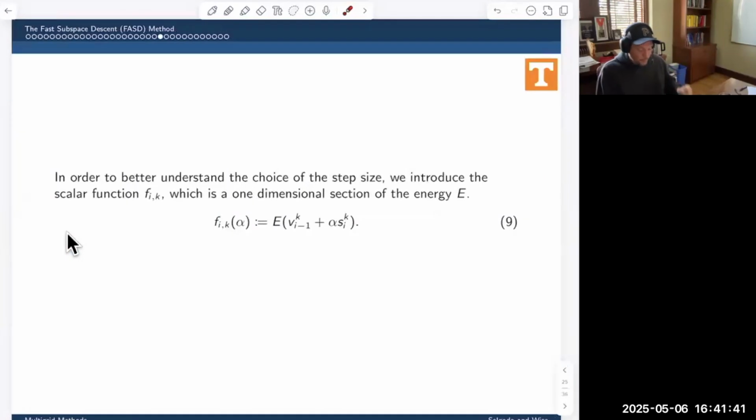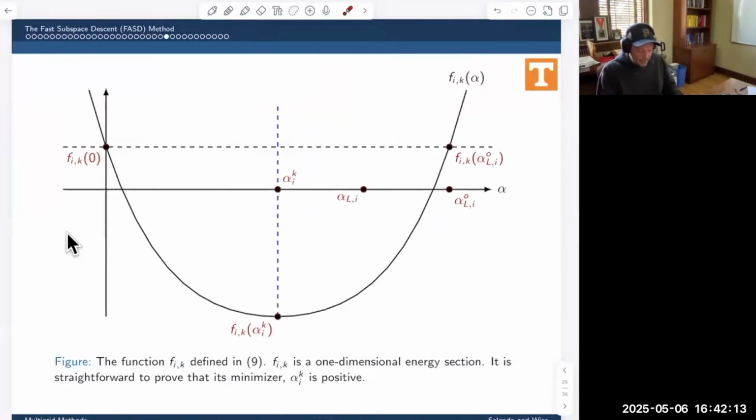Well, let me define a function which is basically embodying the orthogonalization step. So we have an energy. We're starting at our last best guess, and we're looking along a search direction, and we're going to move an amount alpha. But we could move alpha in the positive direction or the negative direction, okay? So this is a one-dimensional function, f_i^k, of alpha. And the plot of that is going to look exactly like this, okay?